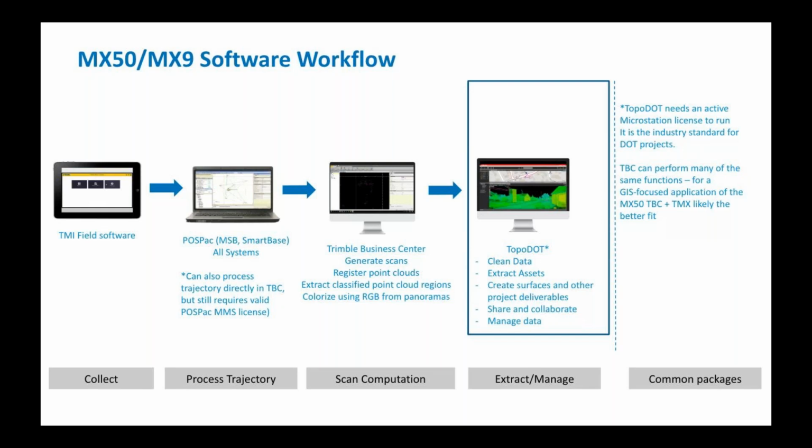But regardless, across all three of these platforms, you'll use TMI, again, web-based in the field, Planix POSPAC for trajectory processing, and TBC, at least for your initial kind of raw data, getting it to a point, and then from there, you go on. And I should also point out as well that for the mobile mapping module that is required to process both the MX50 and 9's data sets, you can actually operate your trajectory processing, the POSPAC functionality, direct in TBC. Still have to have the license, but you can actually avoid opening up an additional software.